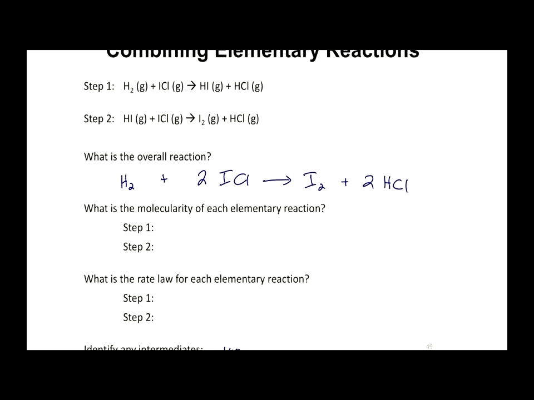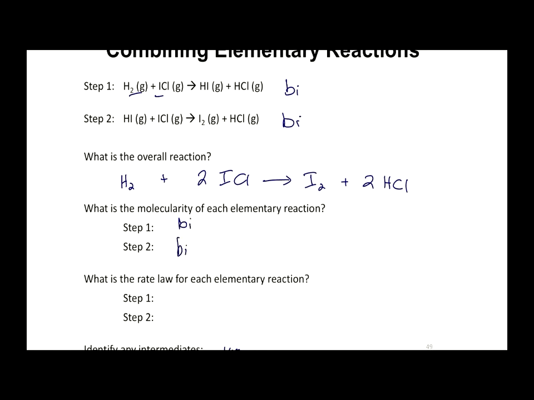So now let's look at the individual steps and determine the molecularity of each. So I'm just asking you how many particles are colliding in each step. So step 1 is what kind of molecularity? Bi, yeah, because 2 things are colliding. What about the second one? Also bi, because 2 things are colliding. Great. All right, so let's get the rate laws for both of them.